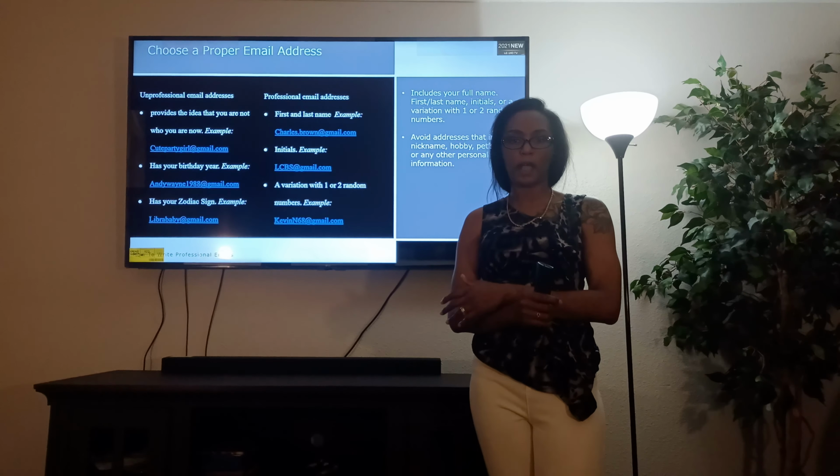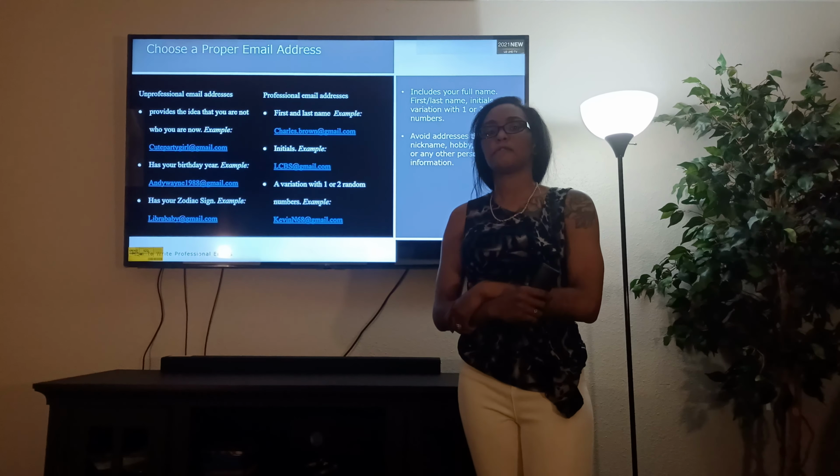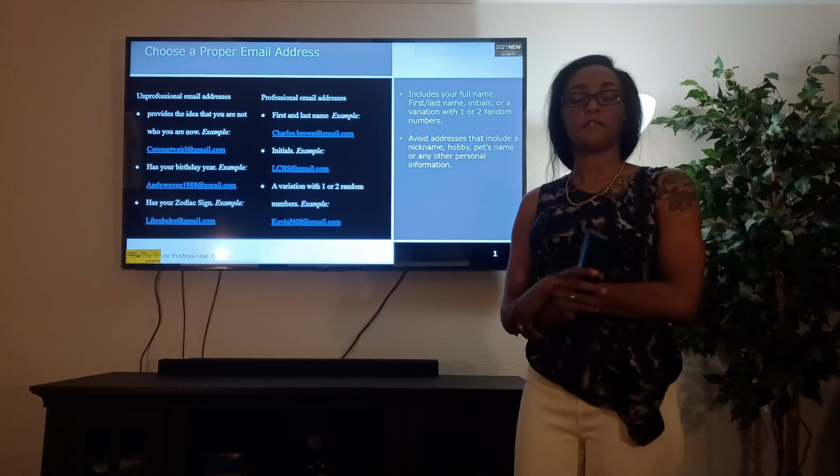Google, Yahoo, Outlook, all are examples of email services. These email services are free and you could use them however you wish.